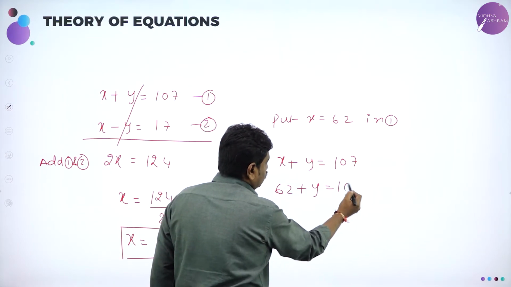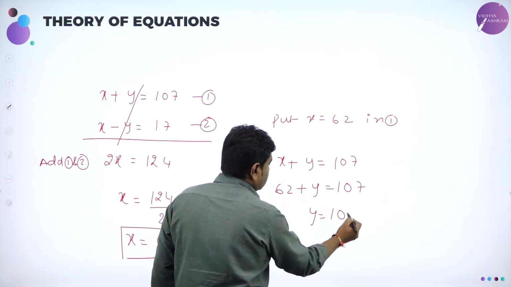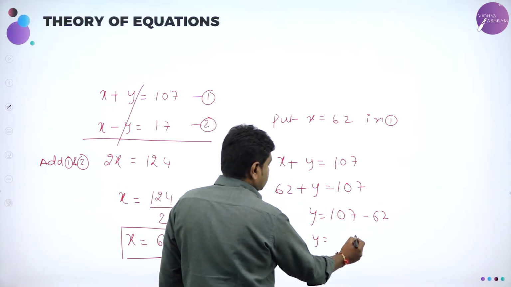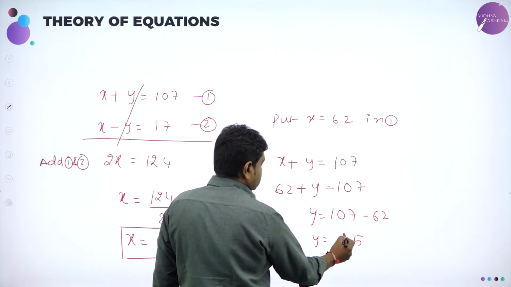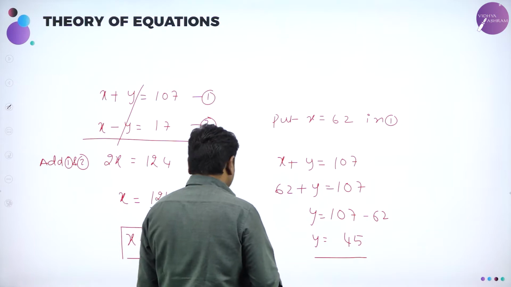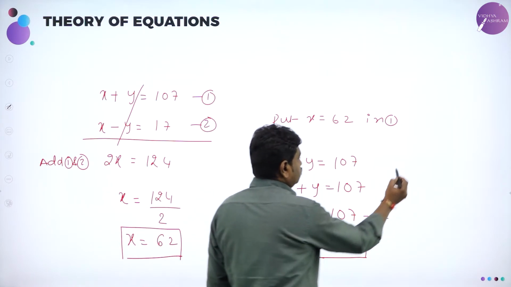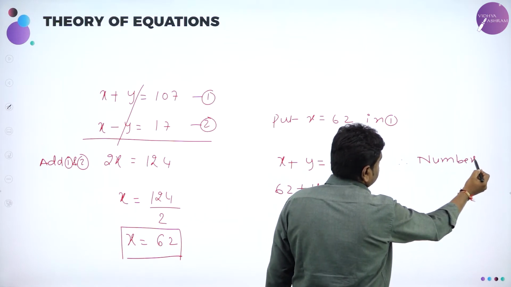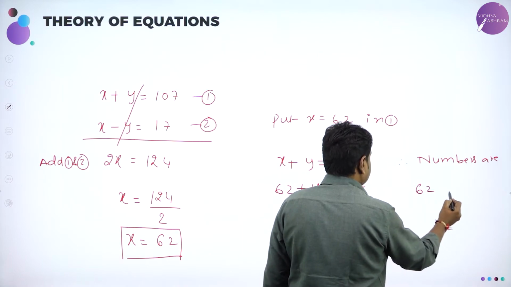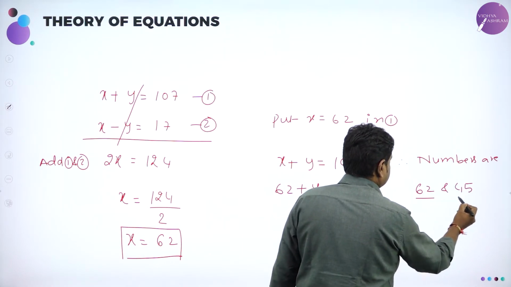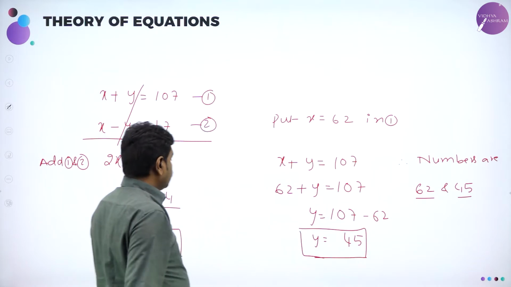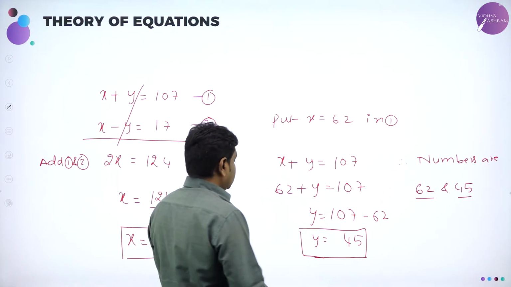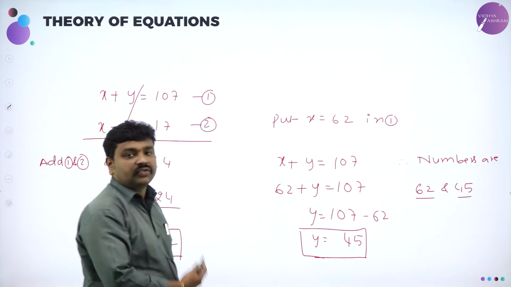62 plus y is equal to 107. We need y. y is 107 minus 62. So what is y? 7 minus 2 is 5, and 10 minus 6 is 4, so 45. Therefore the numbers are 62 and 45. Dear students, if you add them, 62 plus 45, you'll get 107. And if you subtract them, 62 minus 45, you will get 17. So therefore they are the numbers.